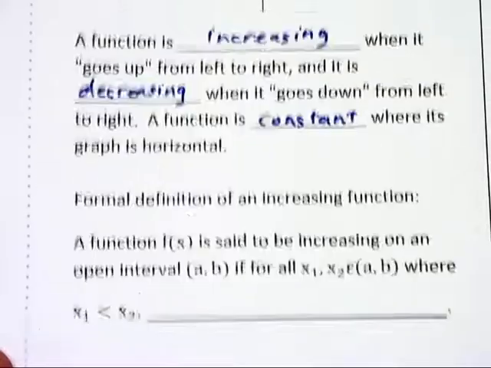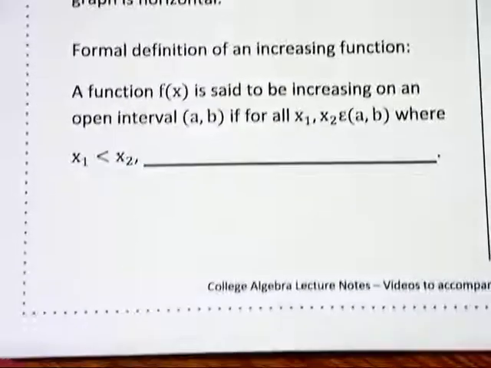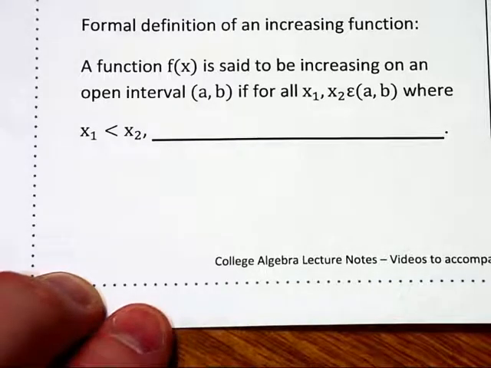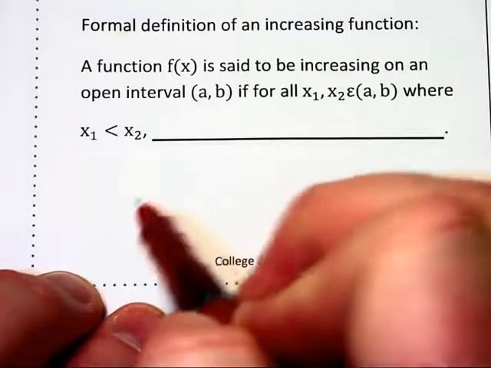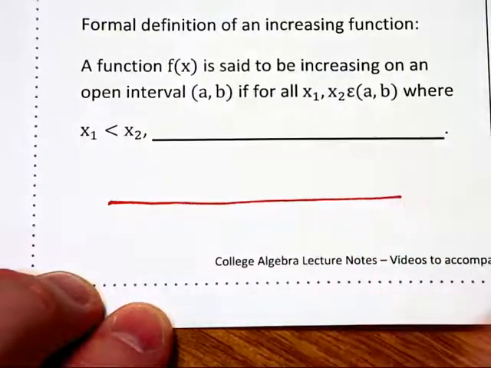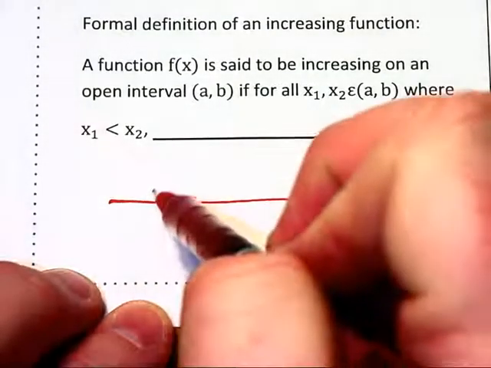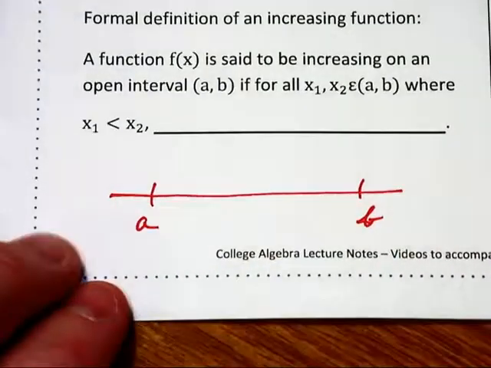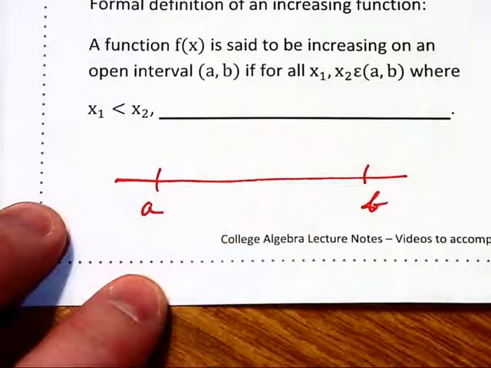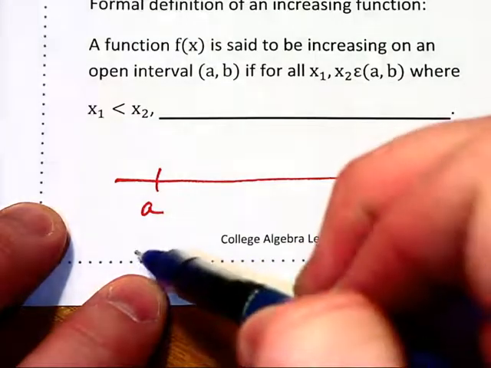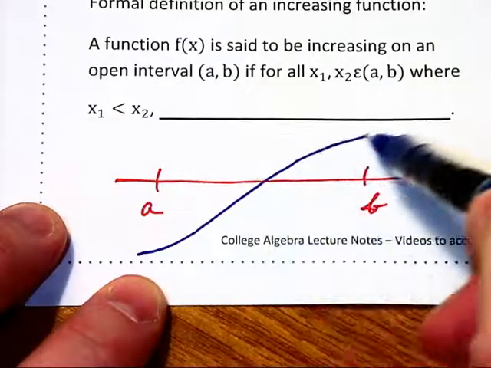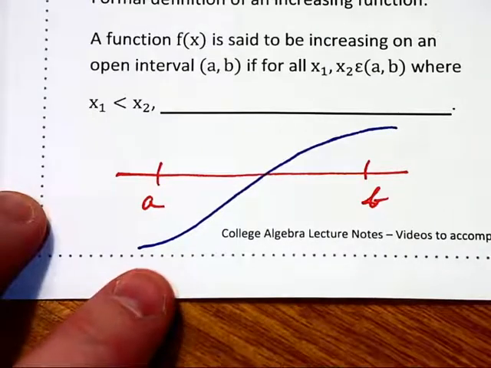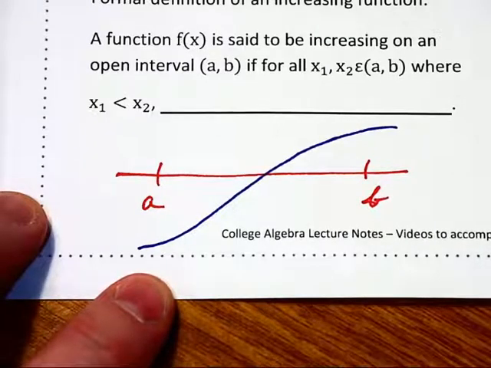But let me give you a formal definition, because we're reaching that point in our math career where we need to start understanding mathematical language. I'm going to begin by drawing an x-axis here, and on an interval from a to b, as I'm writing on this horizontal axis, our function is going to be increasing. And I think we can all agree that the graph, or that curve I've just drawn in blue, is increasing. Now we want to prove that it's increasing.